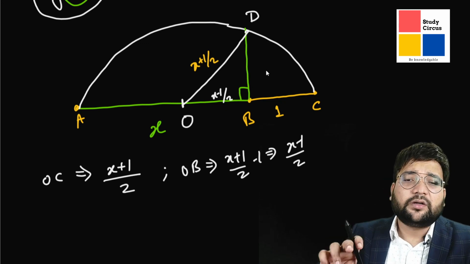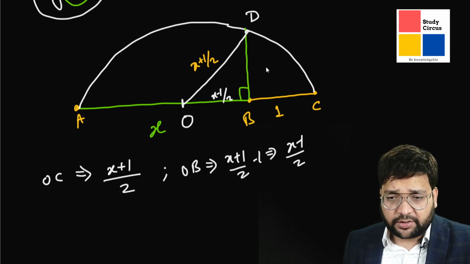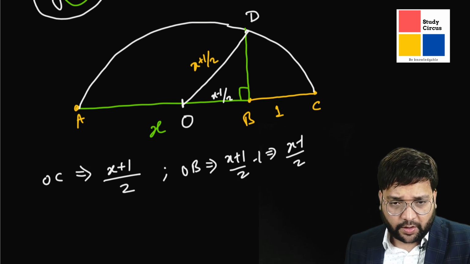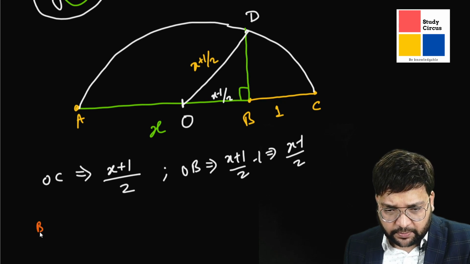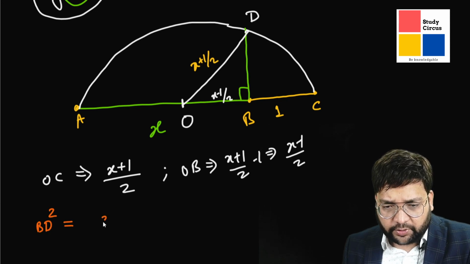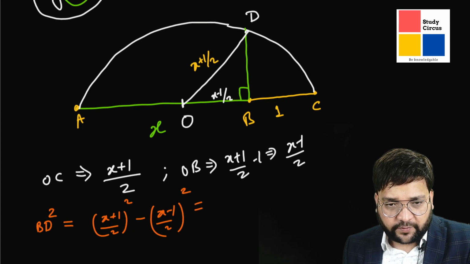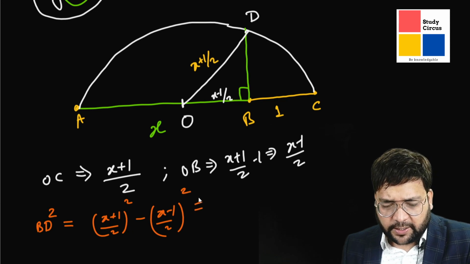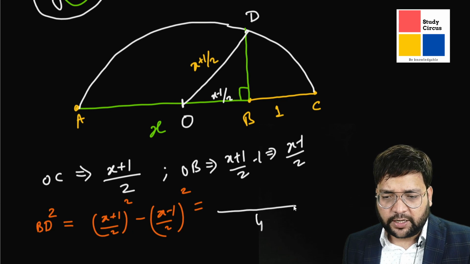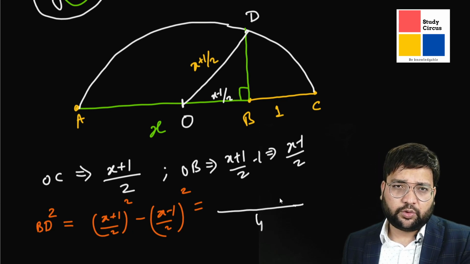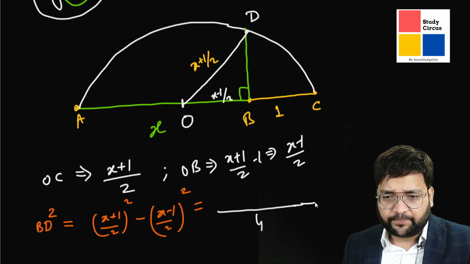So can we use the Pythagoras theorem to find BD from here? Yes. BD square is the hypotenuse square, ((x plus 1) by 2) squared, minus ((x minus 1) by 2) whole squared. Simplify this and see what we get. We can use the identity a square minus b square. In the denominator there's going to be 4, and then (x plus 1) whole square minus (x minus 1) whole square.